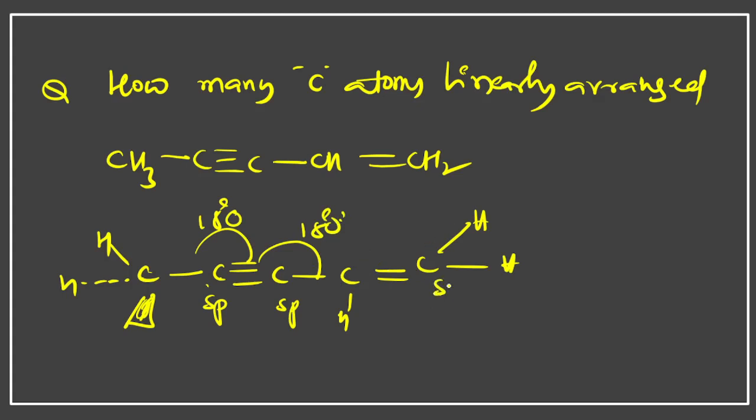This one undergoes sp2 hybridization, and its bond angle is 120 degrees. Yes or no? So how many carbon atoms are linearly arranged? This carbon and up to here they are linearly arranged, and this one is sp2 with bond angle 120. So the number of carbon atoms is 1, 2, 3, 4. So 4 carbon atoms.